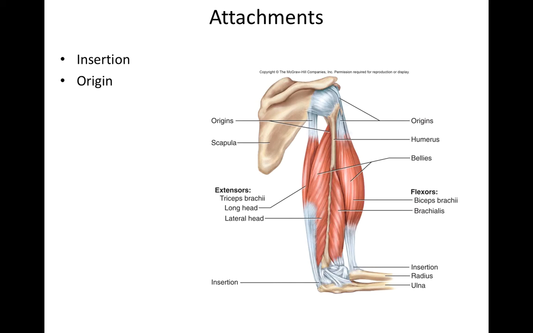So in terms of biceps brachii, your proximal attachment would be in the shoulder and your distal attachment would be down here on the radius. Okay. Now classically, the origin is in the shoulder and the insertion is on the radius.